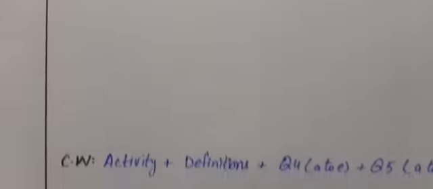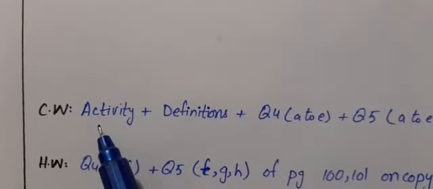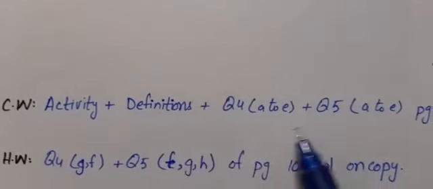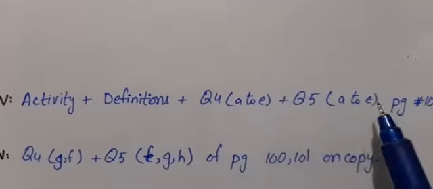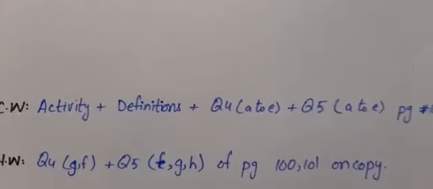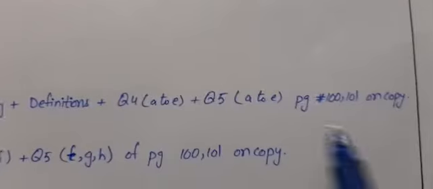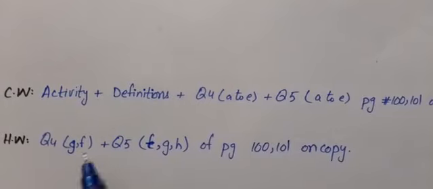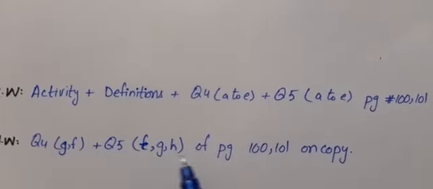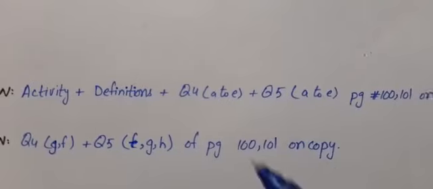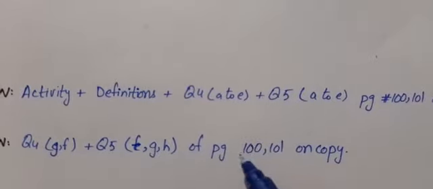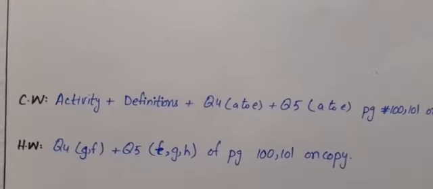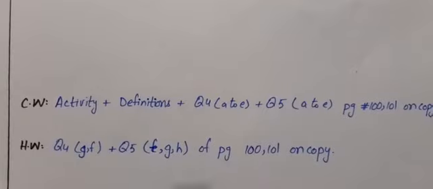Your classwork for today is you have to do the activity of changing unlike decimals into like decimals, the definition of like and unlike decimals, question number 4 part A to E, and question number 5 part A to E of page number 100 and 101 on copy. Boys, your homework is do question number 4 part F, G, question number 5 part F, G, H of page number 100 and 101 on copy. Boys, you should not write this work on your notebook because this is just to tell you what you have to do in CW and what you have to do in HW.